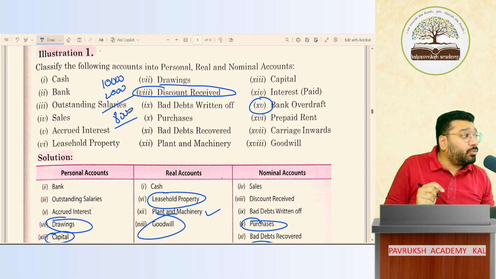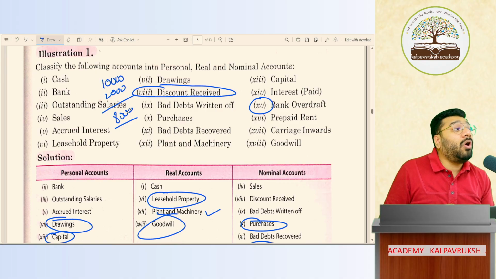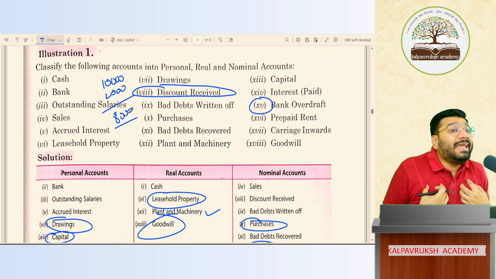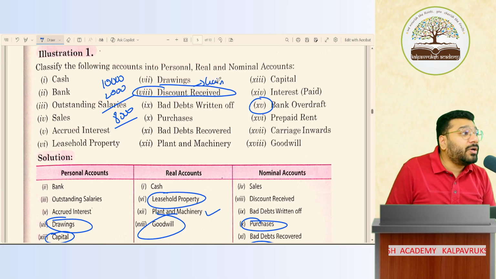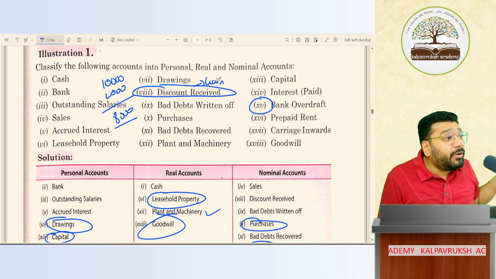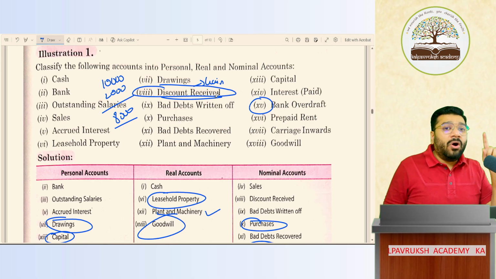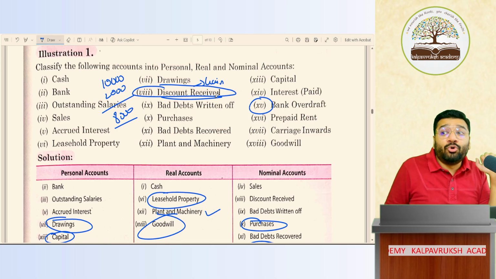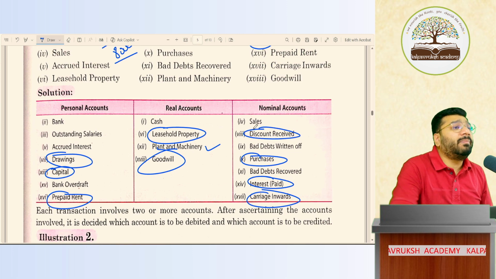For the person who is giving discount, the person who is allowing discount, for him it is a loss. And the person who is receiving discount, the customer, for the customer it is a gain. So discount received is a gain. Discount allowed is a loss. Discount received is a gain. Discount allowed is a loss. All the items which have a flavor of income, gain, expense, losses, you are supposed to visit whose house? Nominal account. Discount received is a nominal account. Got it, not got it.